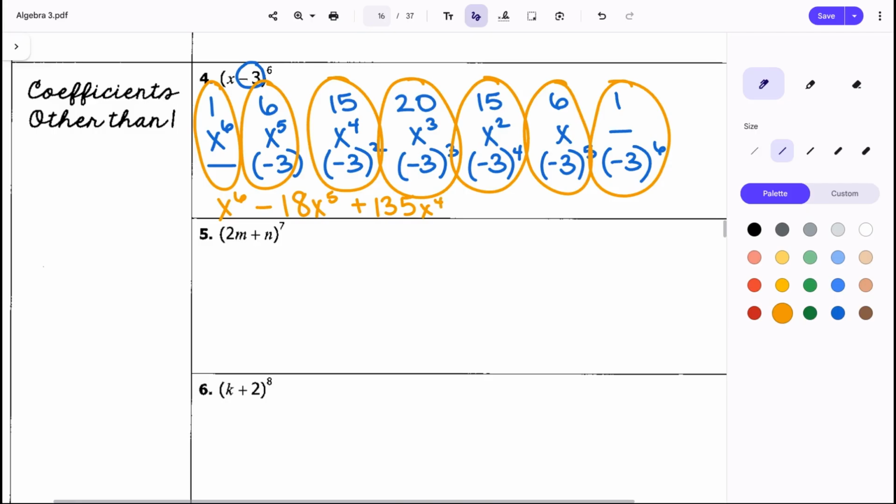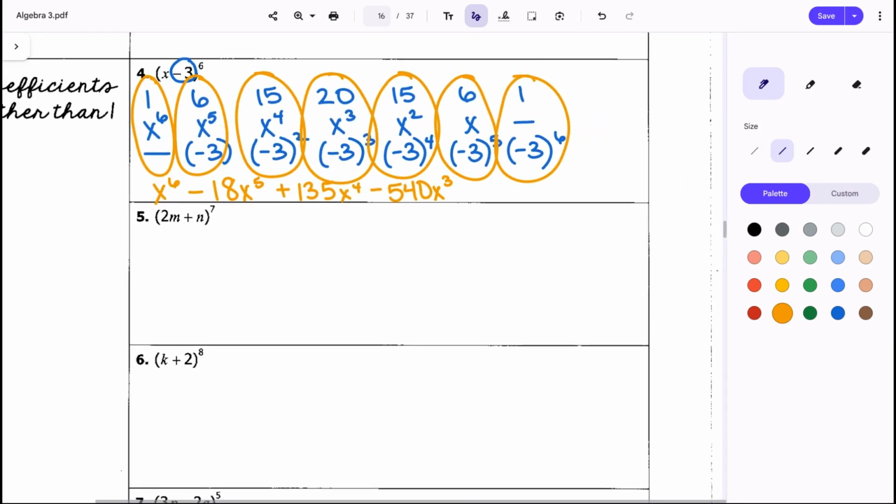Okay, next one, it'd be negative again because we've got an odd exponent. So you've got -3 to the 3rd power, so -3 times -3 times -3, and then times 20. How much is that? -540. Good, -540, and then that would be x to the 3rd.